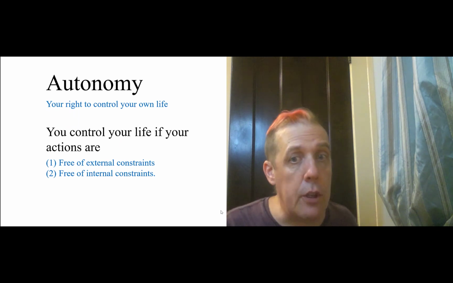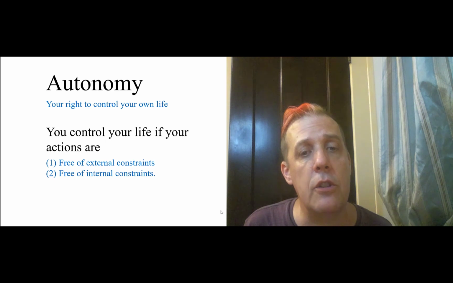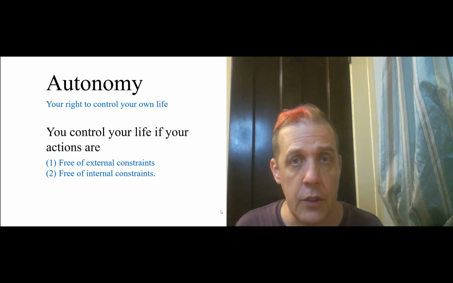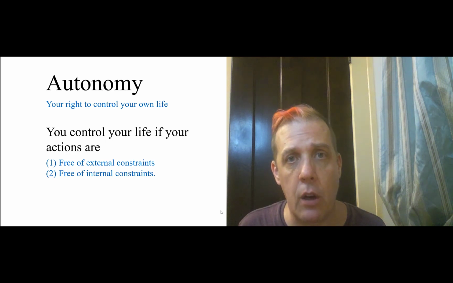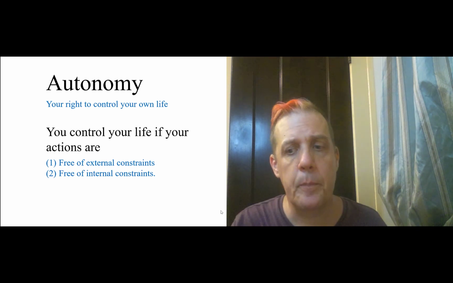And again, to further review, we said that you control your own life if your actions are free of external constraints, but also free of internal constraints. So autonomy isn't just a matter of not being controlled by other people. It's also a matter of having the capacity for self-control. There's a difference between not being controlled by others and actually being in control of yourself. We'll return to that again and again.